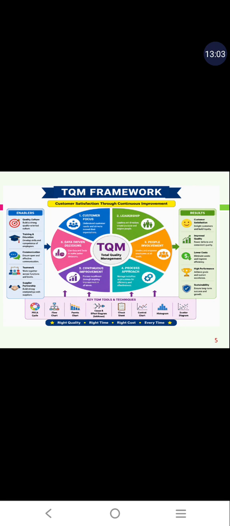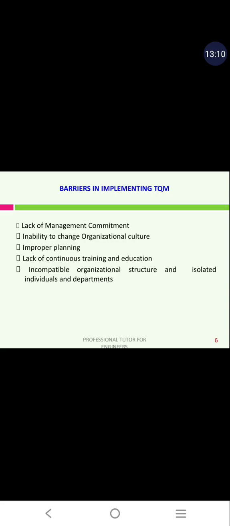Okay, so this is about the TQM framework. Next we will discuss barriers in implementing TQM. So barriers, what do you mean by barriers? Barriers is nothing but problems or obstacles that will occur during implementing TQM.